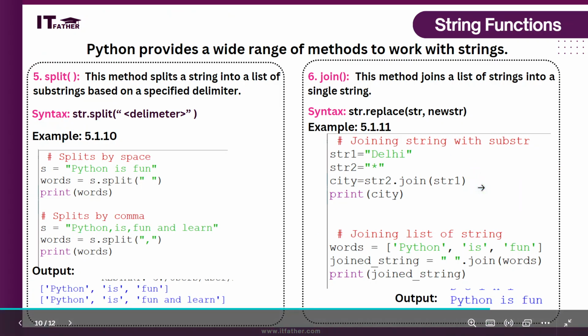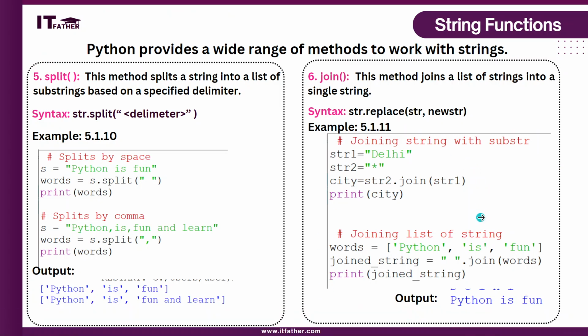Now we have the join function. The join function is a little bit different. It is not working as a normal concatenate function. It does what? This method joins a list of strings into a single string. Point to be noted, it joins a list of strings into a single string. So let us understand the example first of all.